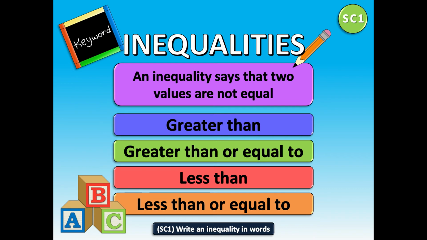So an inequality says that two values are not equal to each other. So we have a greater than sign, which is an arrow that looks like this, and we have greater than or equal to, which is the same arrow but with a line underneath it. The less than sign points the other way, and the less than or equal to sign is the same arrow but with a line underneath it.